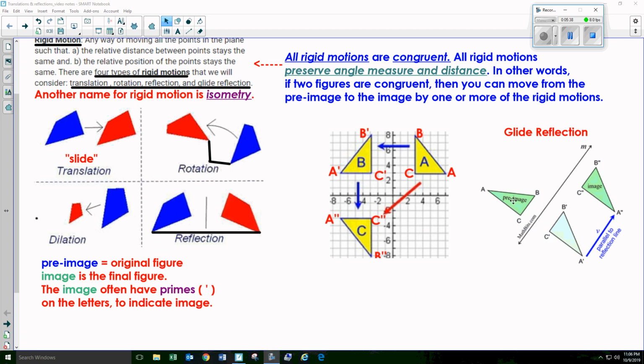Okay, and we see the same thing over here with the glide reflection. You can see it went here first. Here's our pre-image because there's no primes on it. Image, first image, and second image, or final image, okay, with the double primes on them.